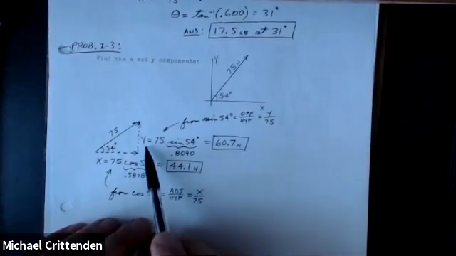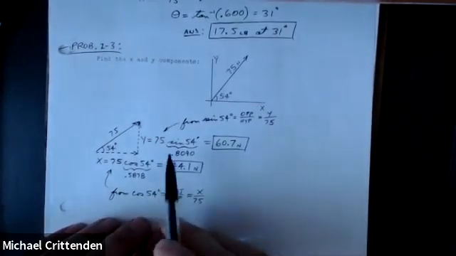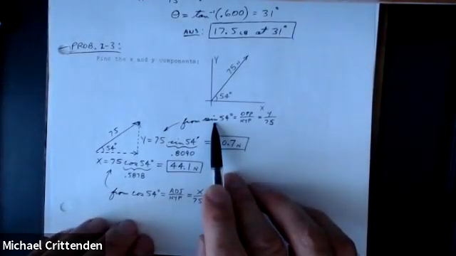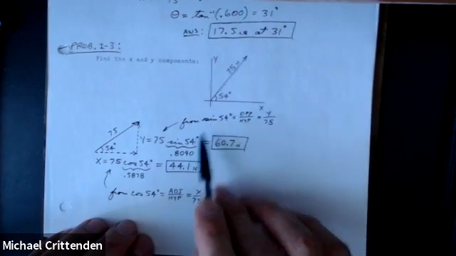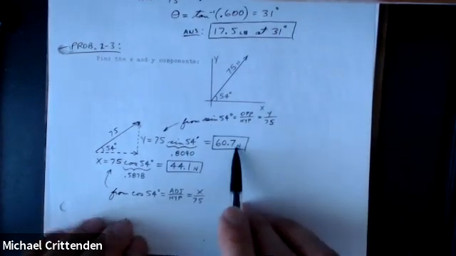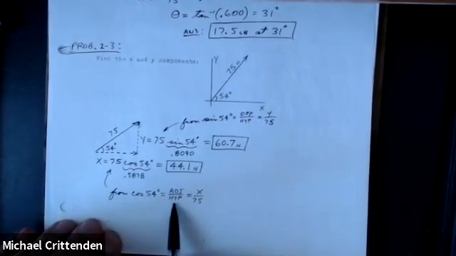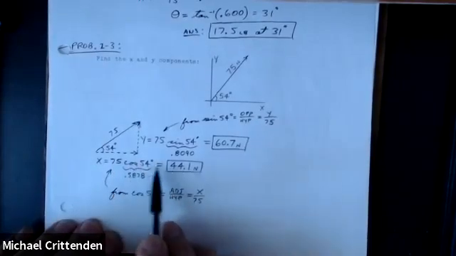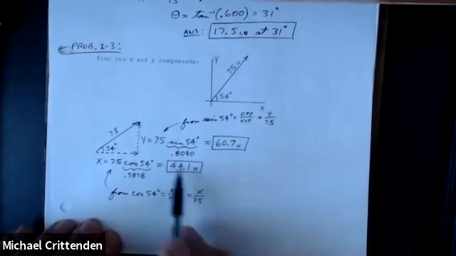So just like the example I did previously, it follows from the definition of sine that the opposite side equals the hypotenuse times the sine of the angle, and that gives you this. And it follows from the definition of cosine that hypotenuse times cosine equals the adjacent side, which gives you that.